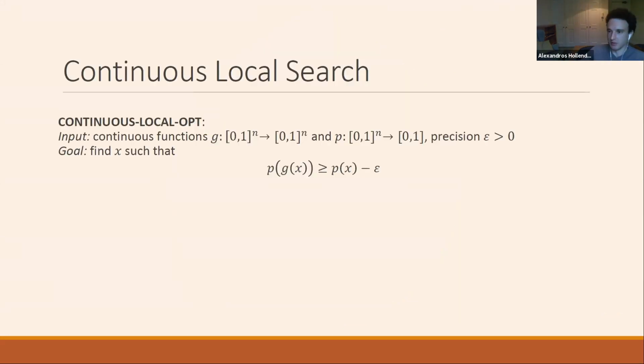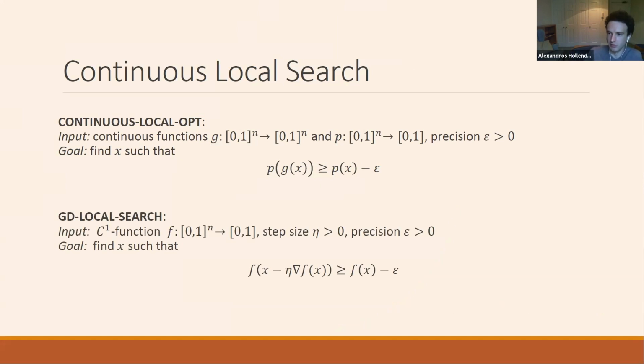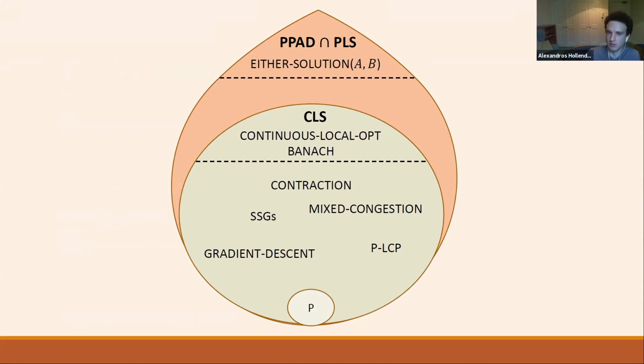So what happens to our gradient descent problem? Where do we put it in this picture over here? I've just copy-pasted the continuous local opt definition here. And let's look at one of the equivalent formulations of our gradient descent problem, which is the local search formulation. If you just stare at it for long enough, it's not too hard to see that this GD local search problem is just a special case of the continuous local opt problem. In other words, the function P that you're trying to minimize here is just a function F, and this function G that's supposed to help you is just the gradient descent update rule. So it's straightforward to view this gradient descent local search problem as a special case of this continuous local opt problem. And what that means is that the gradient descent problem lies in CLS even, not only in PPAD intersection PLS, but actually in CLS.